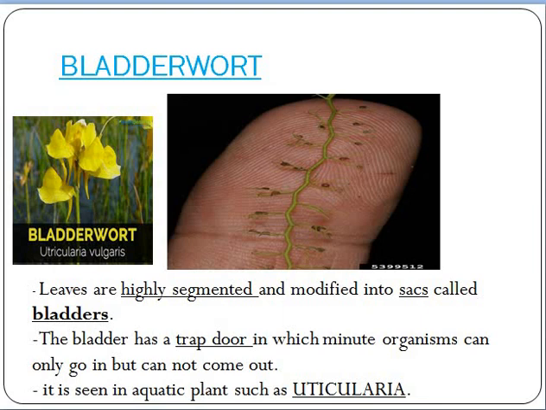The bladder has a trap door in which minute organisms can only go in but cannot come out. Now in the leaves of bladderwort there are bladders over here, as you can see, brown color. In this, very tiny organisms can go inside but they can never come outside because this is a trap. This is a trap of the bladderwort plant. It is seen in aquatic plants such as Utricularia. Now, an example of a bladderwort is Utricularia.